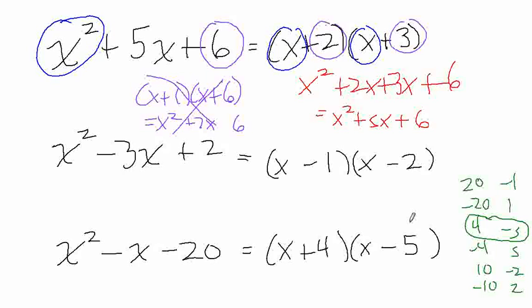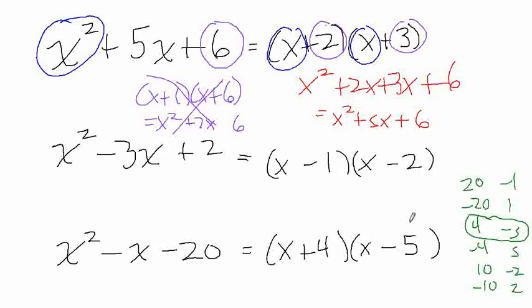Is it possible you'll have to test several choices, several pairs of numbers? Yes. Is it, in a sense, hit and miss or trial and error? Yes. All right? After you do a number of these, you will get faster at quickly finding the pair that will add up to the middle coefficient. Okay?